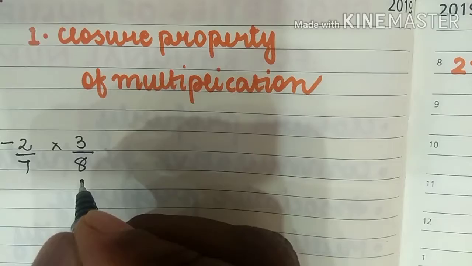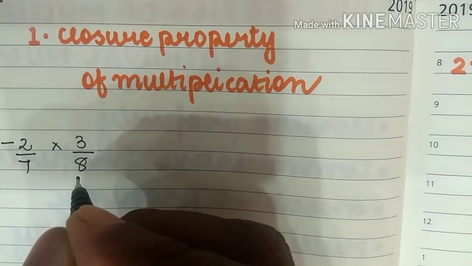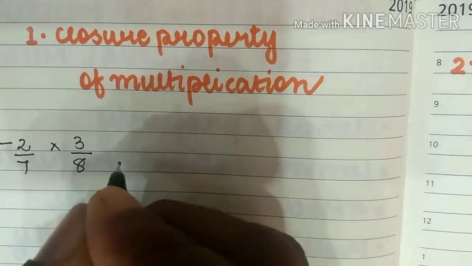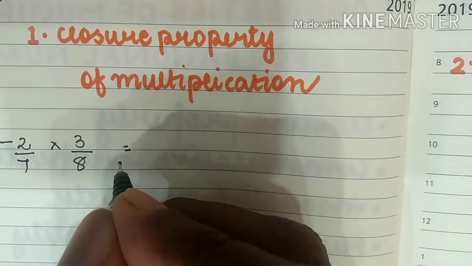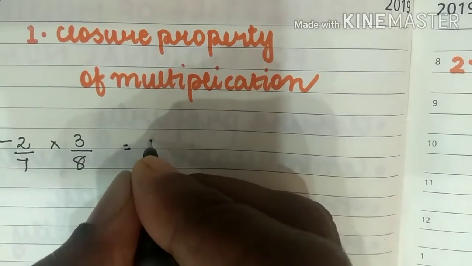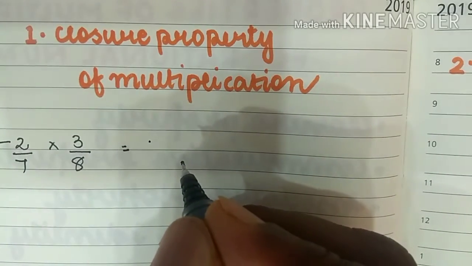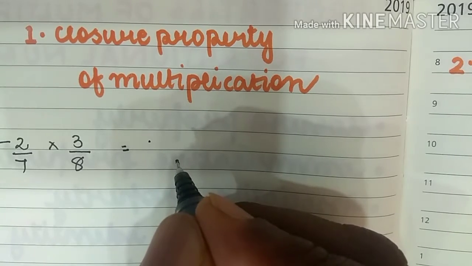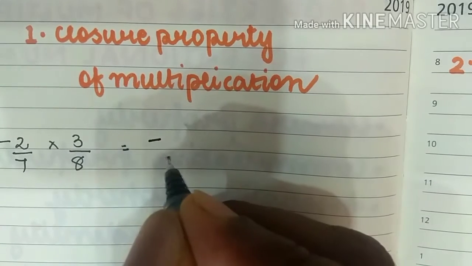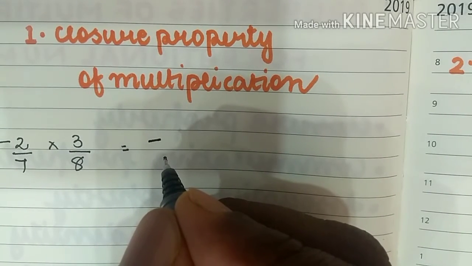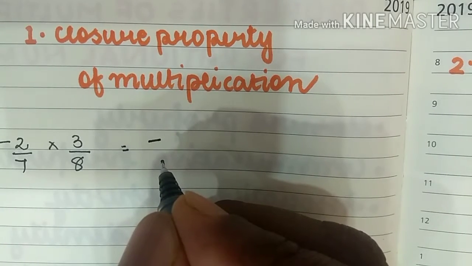Let's multiply minus 2 by 7 and 3 by 8. Let's do that. The sign of minus 2 by 7 is minus, and the sign of 3 by 8 is plus. We know that minus into plus is minus. Now, in order to multiply two fractions, we'll multiply the numerators. That will be the numerator of the answer, and then we will multiply the denominators.